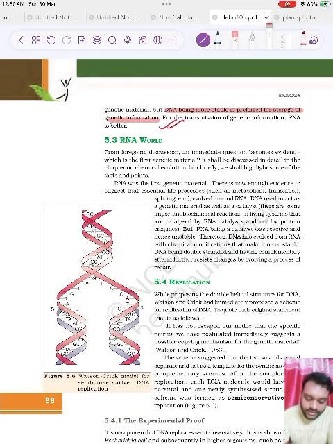So this is the first video module that contained mainly the structure of DNA, how we proved that the DNA is the genetic material. Okay, so this was the content of the first video. In the next video module, we will be discussing the replication. Okay, thank you.